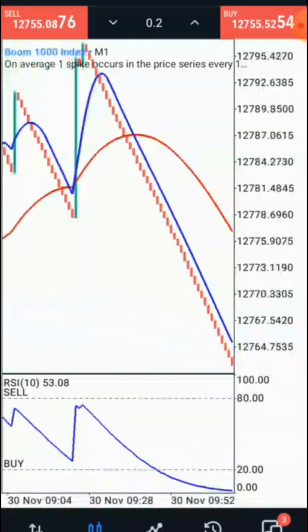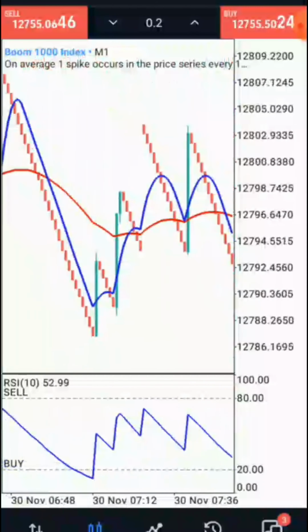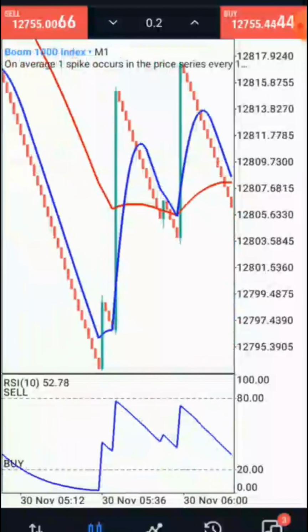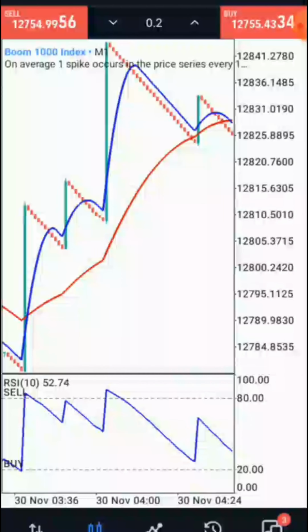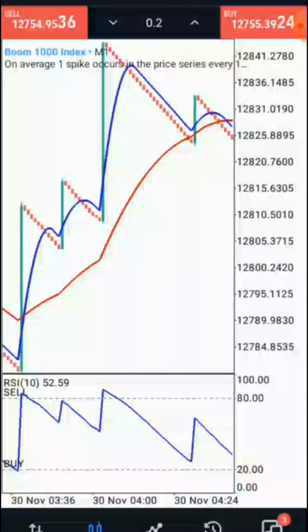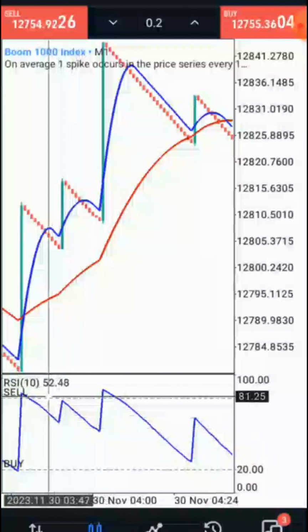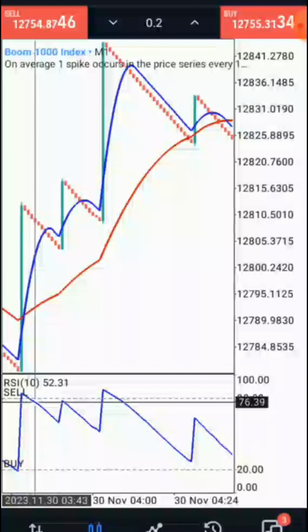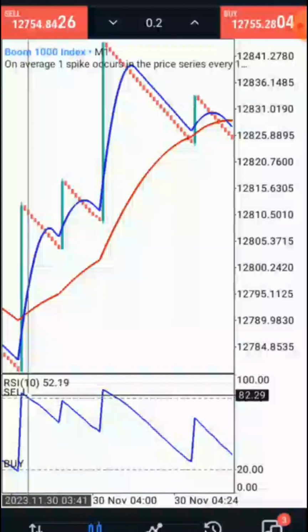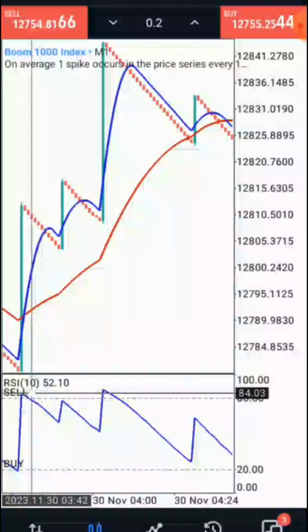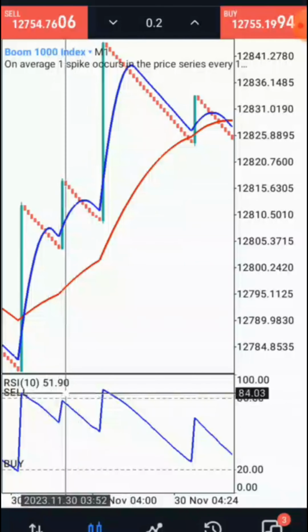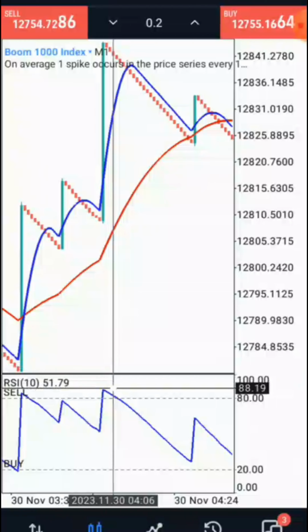On your 1 minute time frame, what are you waiting for? You are waiting for price. We want to sell. We are looking for a selling opportunity in Boom. So here you wait. We can see our RSI has crossed level 80, crossing below, coming from the overbought region. Basically this RSI is just indicating that the price has reached an overbought region.